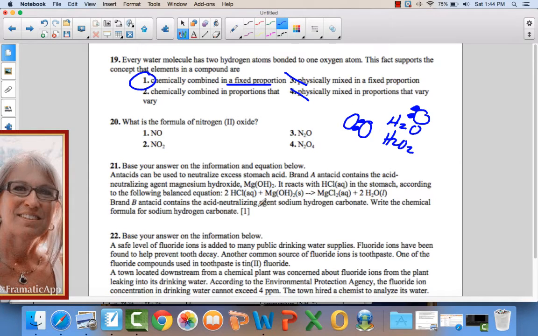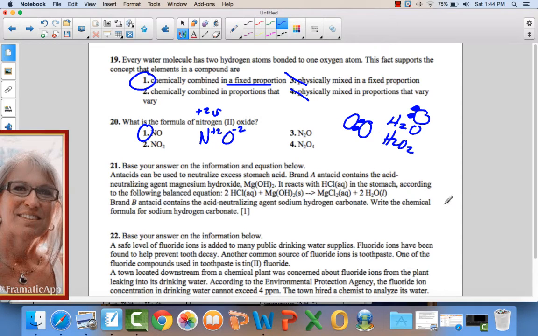What is the formula of nitrogen 2 oxide? Same thing, they want you to use the Roman numeral 2 for nitrogen. So you've got N plus 2 and O minus 2. So it's simply NO.